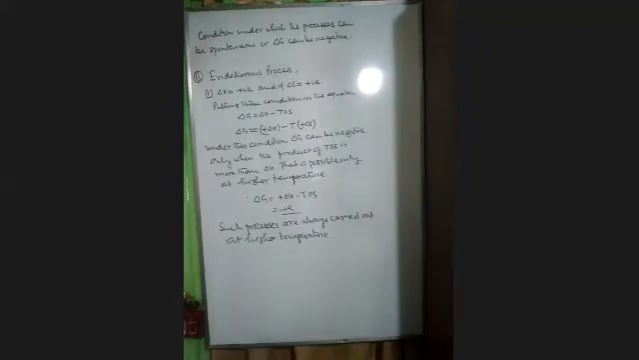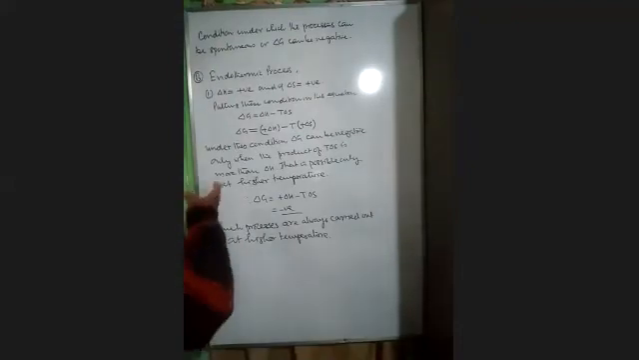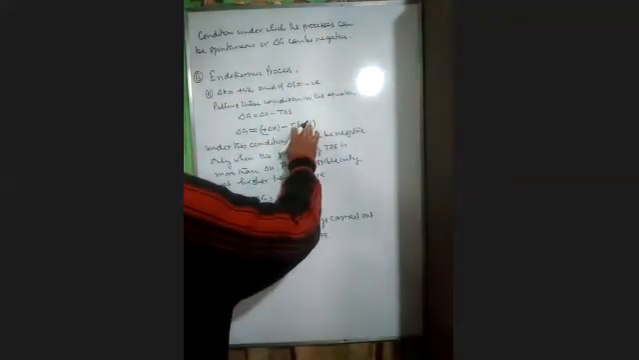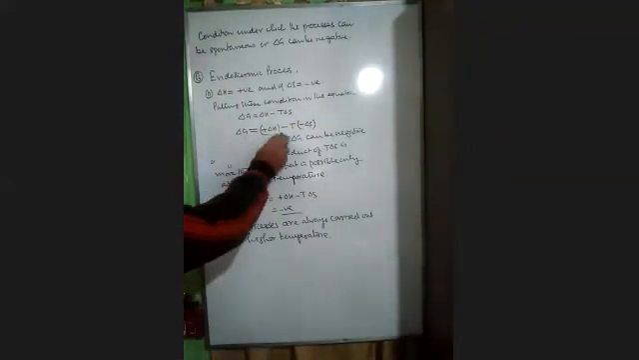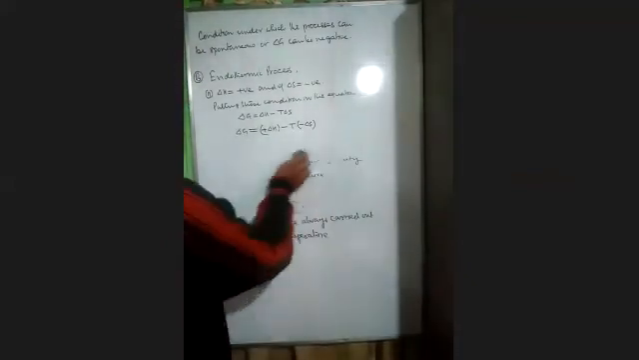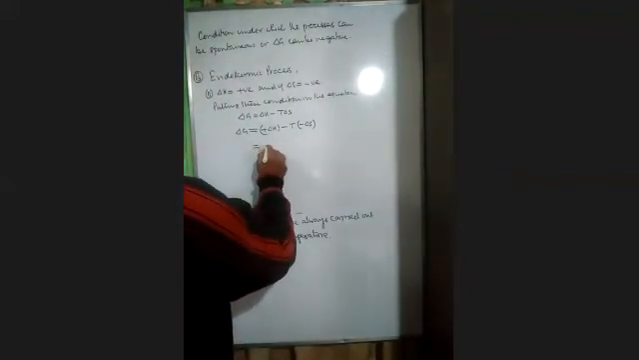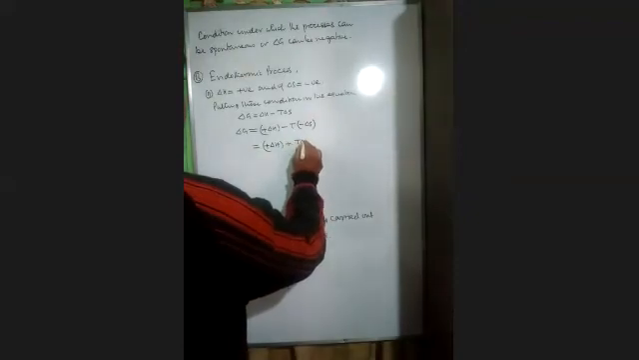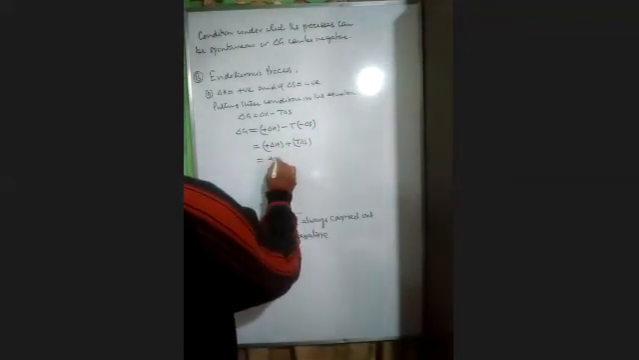Sir, done. Okay. Now we'll go for the second condition. Second condition is this. So what will happen now? So it will be plus delta H plus T into delta S is equal to what? Positive. All right. So in that case, what will happen? Delta G will be negative.